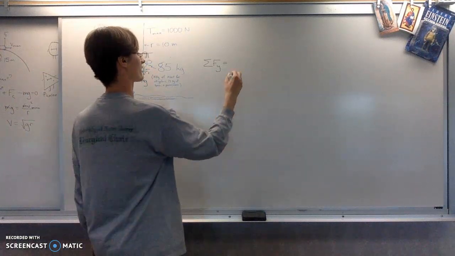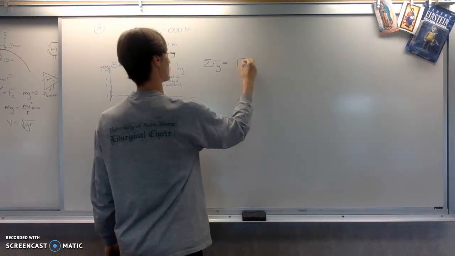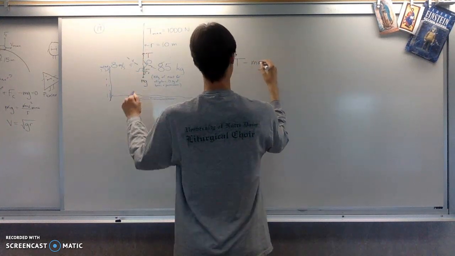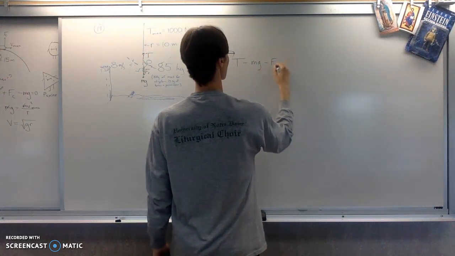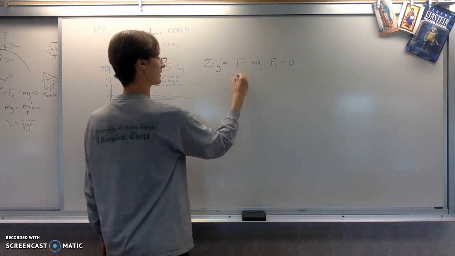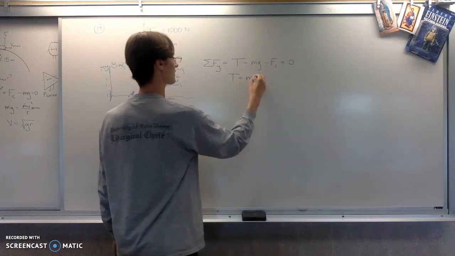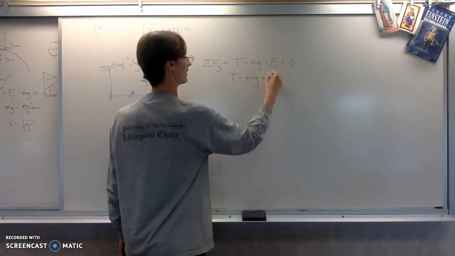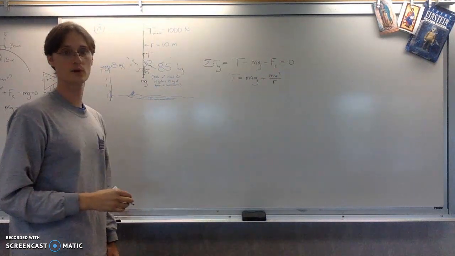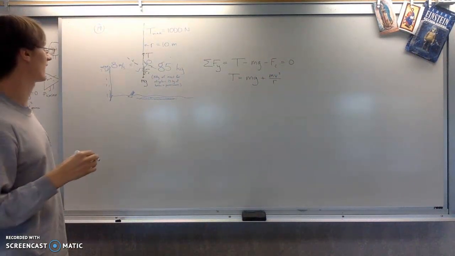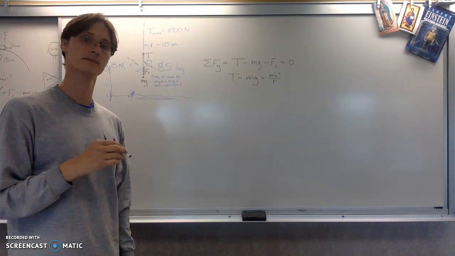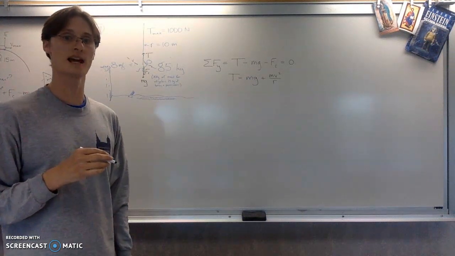And so therefore, the sum of the vertical forces is tension minus gravity minus centrifugal force equals 0. Which means that the tension is his weight plus mv squared over r. And when you plug in your values into that, he unfortunately doesn't make it. All right, so the vine snaps.